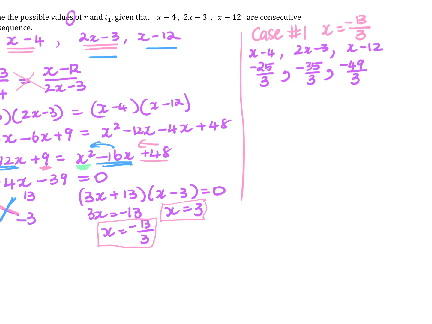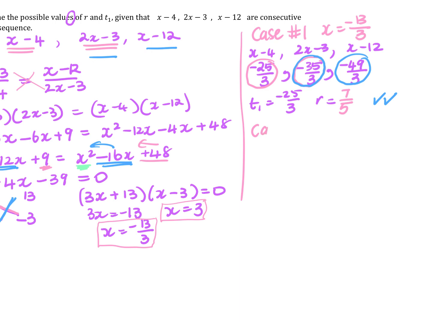Now I need to work out, I've got term 1. Term 1 is negative 25 over 3. Now I need to work out r. Well, r is going to equal this one divided by this one. So negative 35 over 3 divided by negative 25 over 3, and that gives me 7 over 5. Now, I'm just going to do a check, make sure I'm right. I'm going to say that one divided by this one and see if that gives me the same answer. And it does give me the same answer, so I know that I'm right. Now, that is case 1.